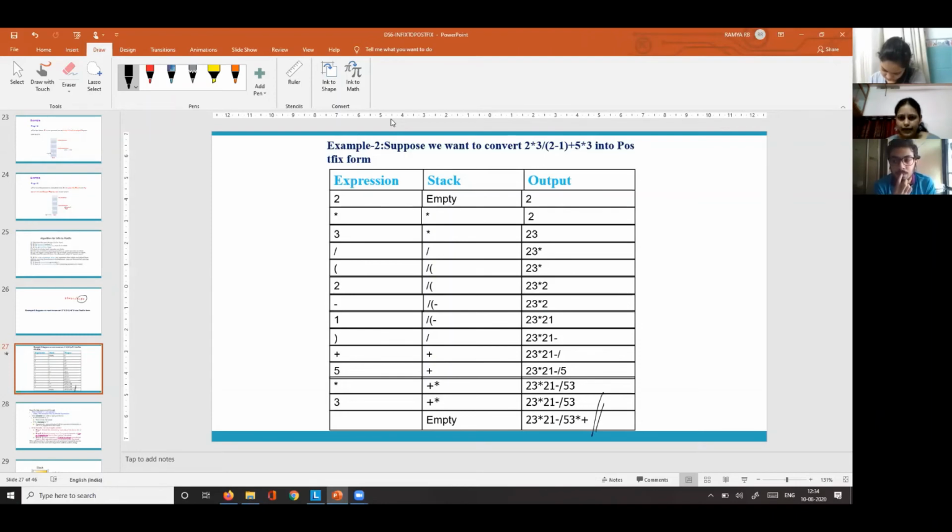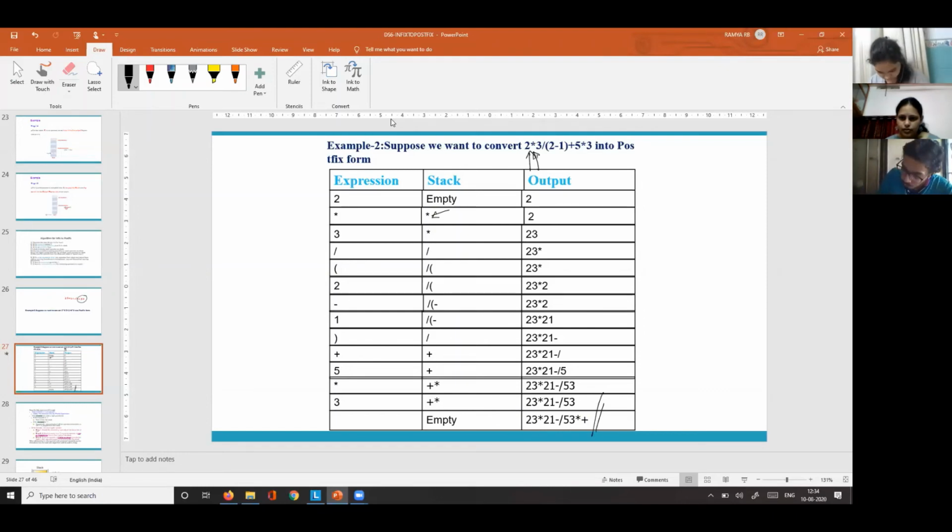So we'll begin scanning. The first character that we are scanning is 2. Where will 2 go? 2 will not go into the stack. 2 will go into the postfix expression. So you can see here 2 comes here. Then the next character is multiplication. Where will it go? This is step number 2. Multiplication will go inside the stack. So you can see here it has come here, and in the output queue there is only 2.